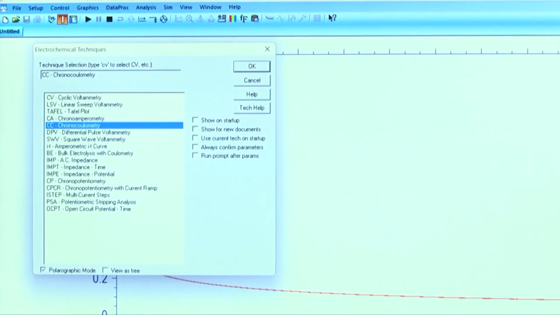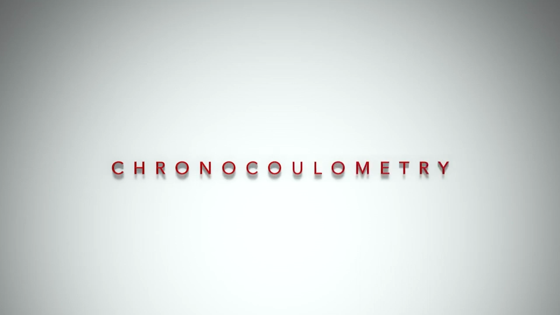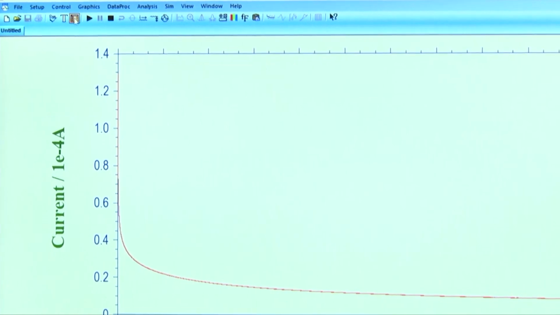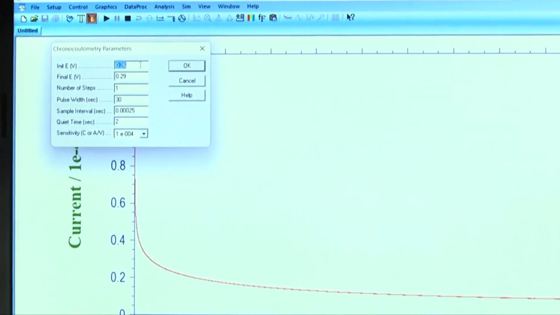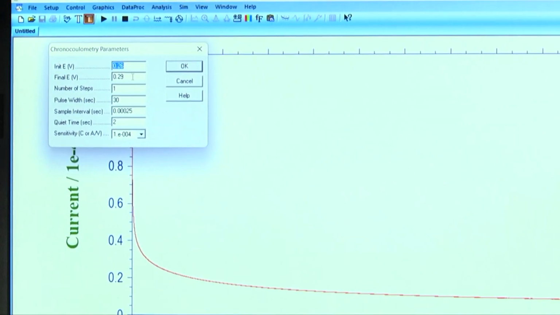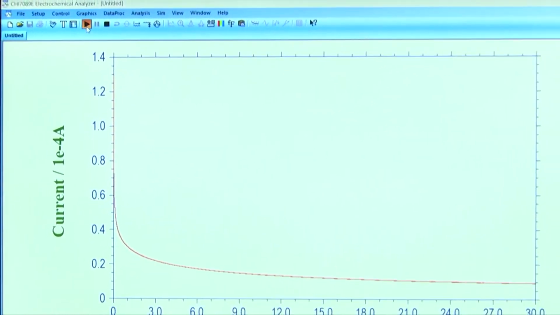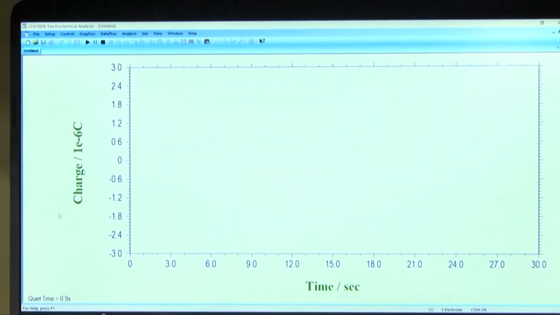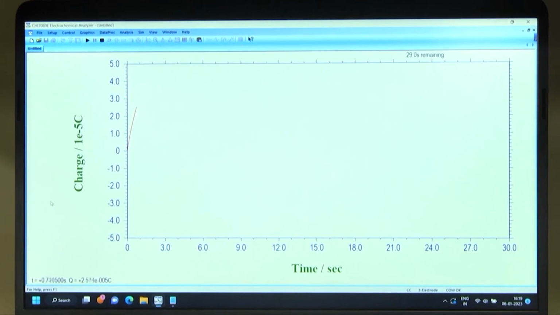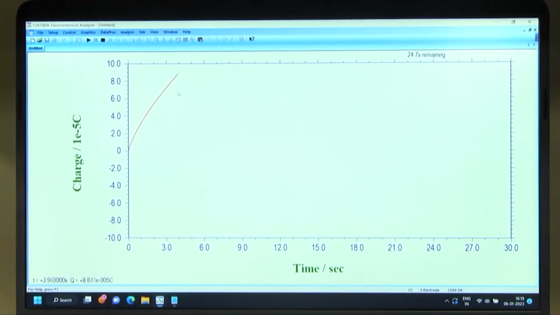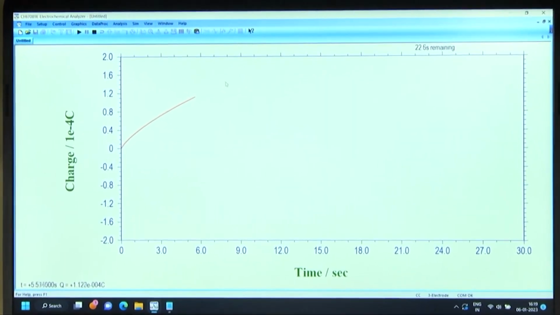The next technique that we will be demonstrating is chronocoulometry, which is a complementary technique, wherein we set the parameters as 0.26 initial voltage and 0.29 final voltage, running for a pulse width of 30 seconds. This technique is the integration of chronoamperometry, and you will see a steep increase in the charge value over time, and it keeps increasing as time progresses.